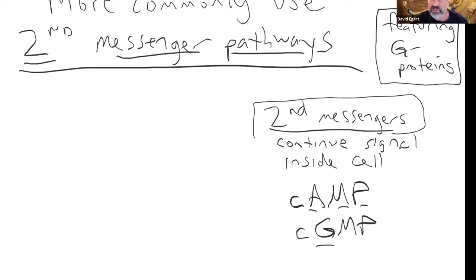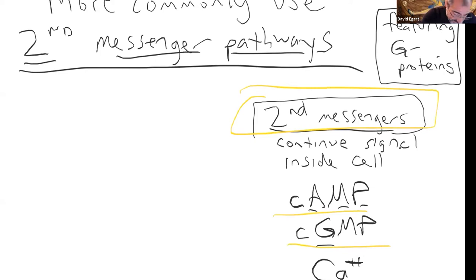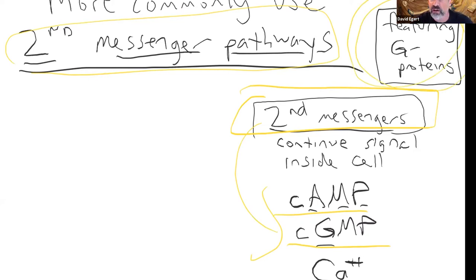The other second messenger that is also super important is just calcium. Having calcium levels go up or down in the cell as a result of these second messenger pathways is often a critical part of signal transduction. So we'll see examples of all of these. This is kind of setting the stage. They're called second messenger pathways because they utilize these second messengers inside the cell that continue the message. We're going to have these special membrane proteins called G proteins that are associated with the receptor. And here we go. Let's just dig into it.